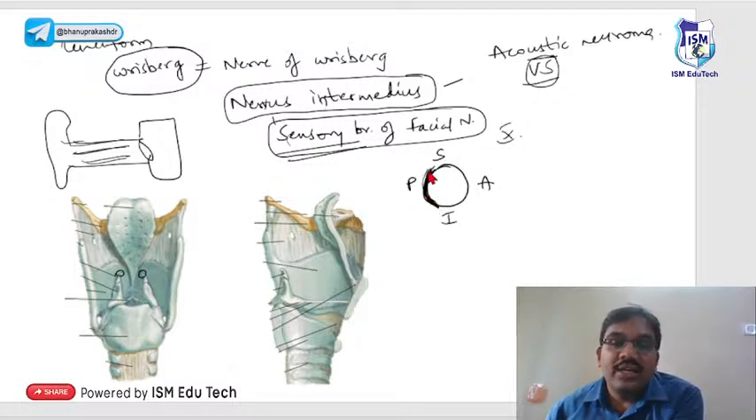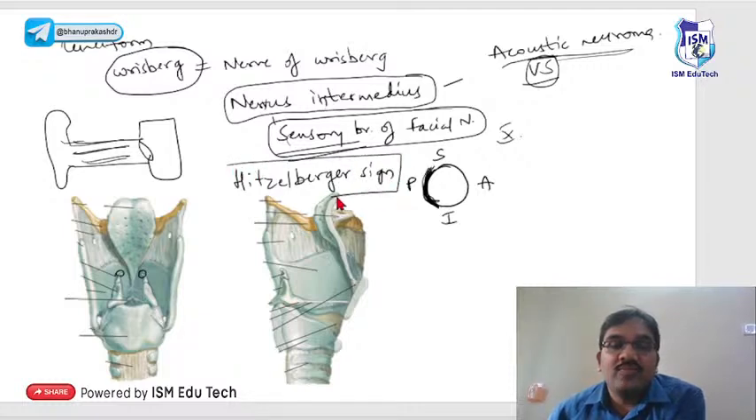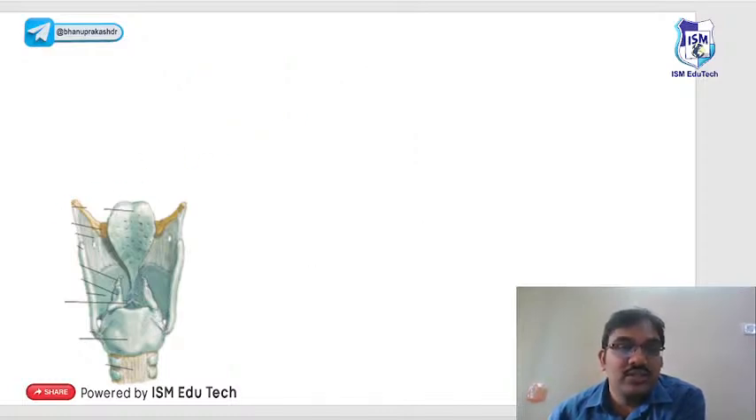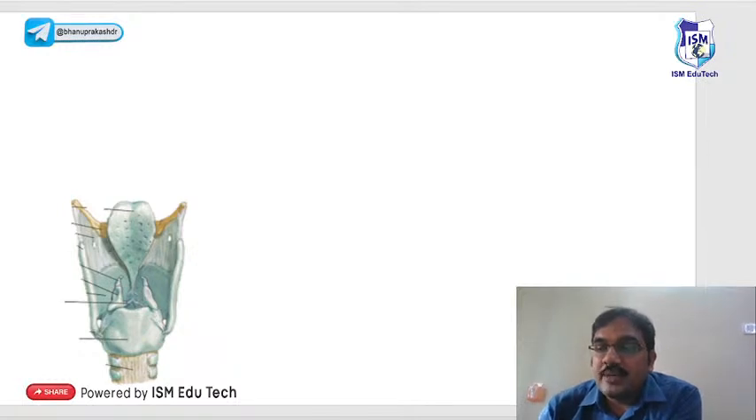So in cases of acoustic neuroma, the patient will have decreased sensation of the posterior meatal wall, hypoesthesia of the posterior meatal wall. We call this the Hitselberger sign. The Hitselberger sign is positive in cases of acoustic neuroma. This was described in the last class, and if anyone has forgotten, they can recollect it here. So that is Wrisberg. Corniculate, Santorini, fissures of Santorini also, right? Done. And we'll quickly move on.